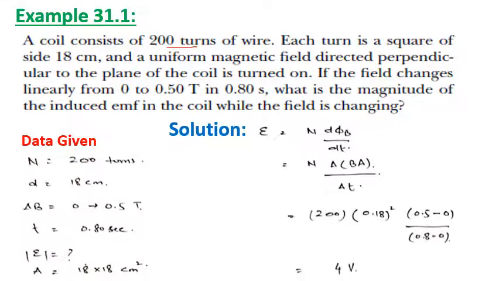The solution of the problem will be E, that is the induced EMF, is equal to N d phi by dt. Here d phi by dt is delta phi over delta t, where we know that phi is equal to BA. So here A will be 0.18 squared and B is changing with time. So we have (0.5 minus 0) divided by (0.8 minus 0). By solving it, we will get 4 volts.